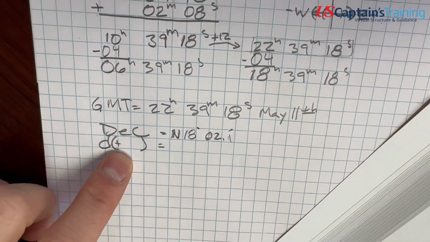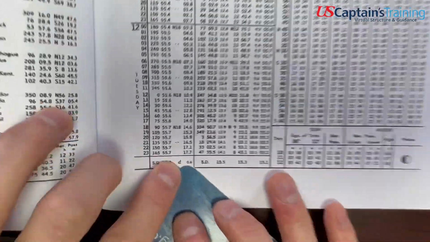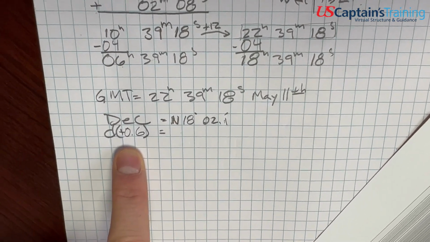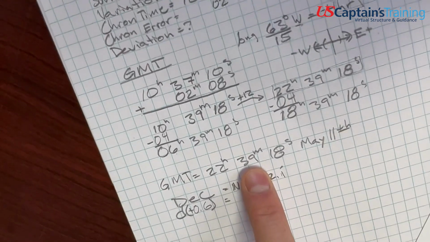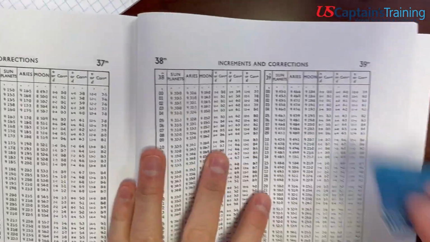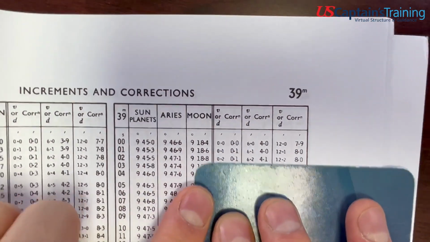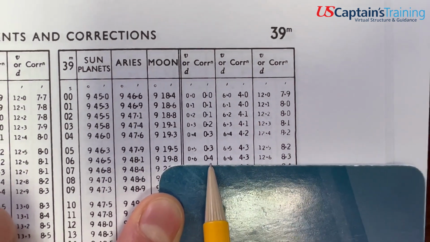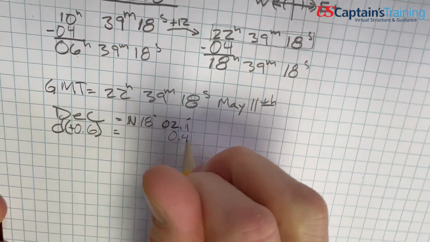Okay, and now the D value is down here, the bottom. D is 0.6. That's the value. Now let's get the D correction. So we'll go to increments, 39 minutes. There we are. Here's the D value, and the correction for 0.6 is 0.4, and we're adding it.